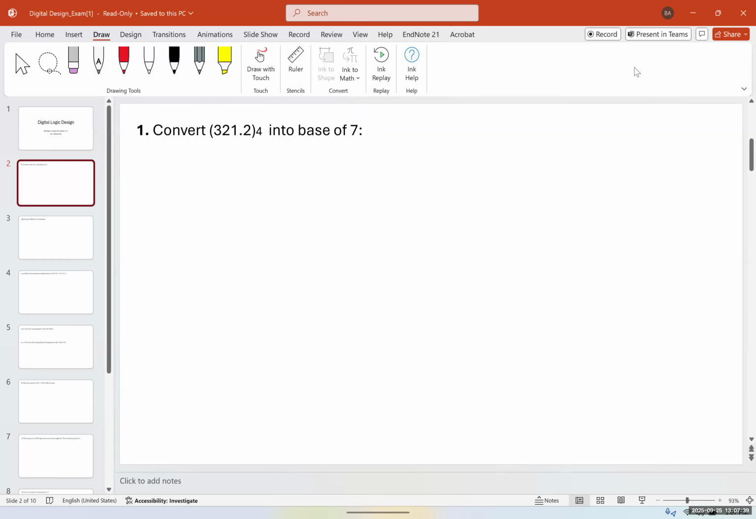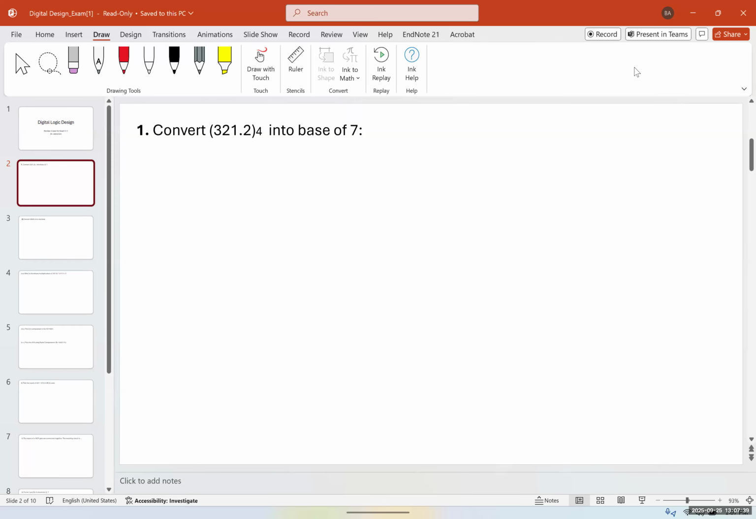Did you solve it? Okay. So we can't directly convert the base of 4 to base of 7. What we need to do is first convert from base 4 to the base of 10 or decimal, and then convert it to the base of 7.